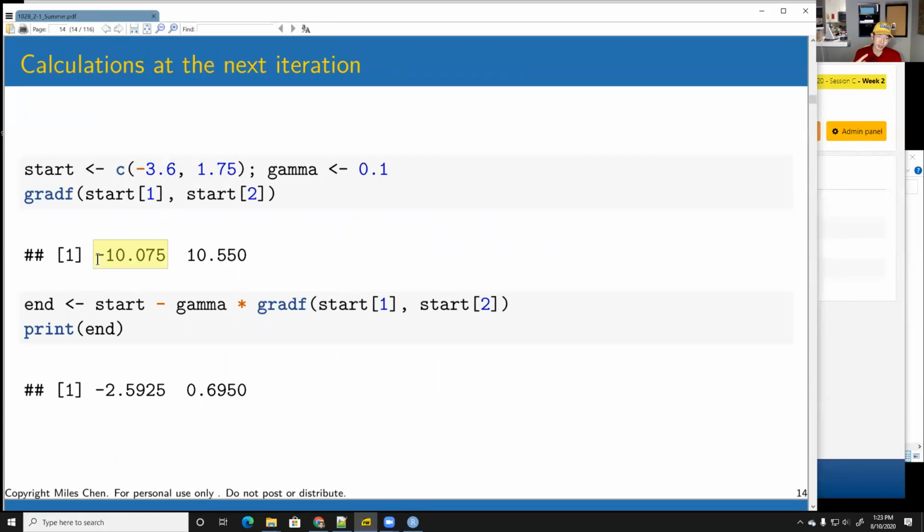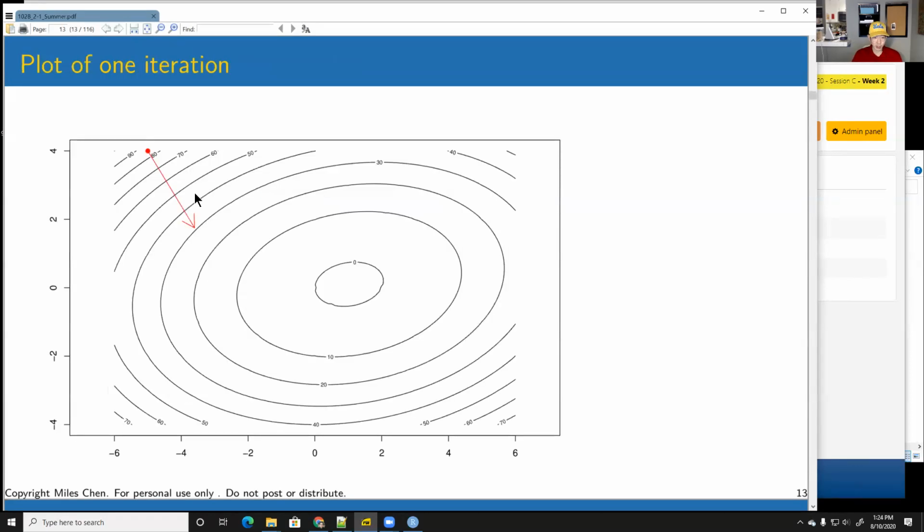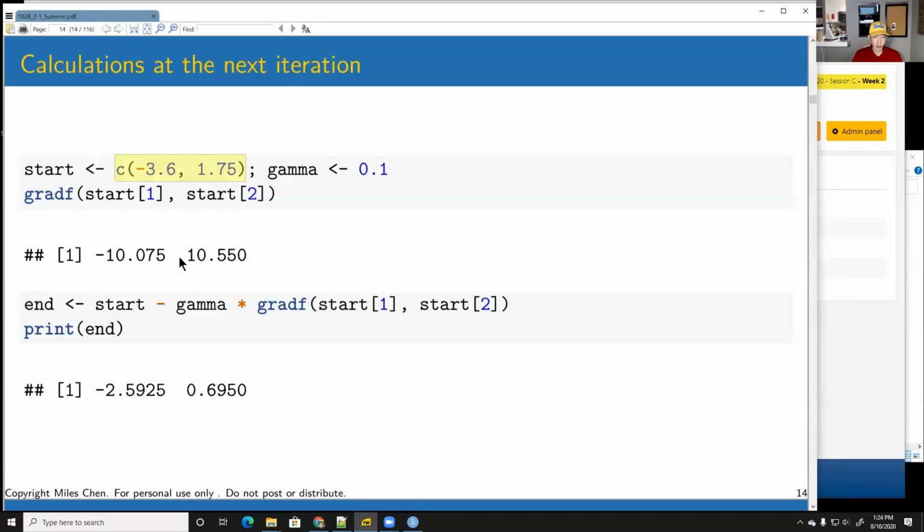It says go negative 10.075 and 10.55, okay? And what we're gonna do is take our starting location, which is this point in 2D space, negative 3.6, 1.75, and subtract off gamma 0.1 times the gradient, okay? So 0.1 times this is going to be negative 1.0075. So if I do negative 3.6, basically plus 1.0075, I'm going to get negative 2.5925. And then here I do 0.1 times this, which is going to be 1.055, and if I do 1.75 minus 1.055, I get 0.695.